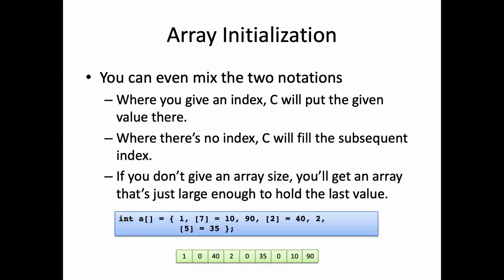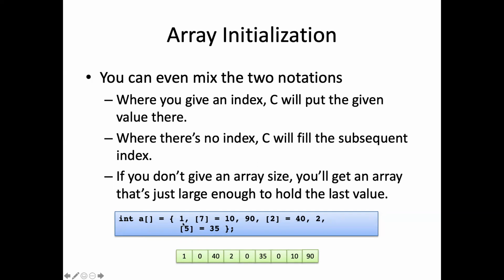You can even mix the syntax. The older syntax just lets you list values one after another. The C99 syntax lets you explicitly say, put this at index 7, put this at index 2. What does it mean to mix them? Well, if you give a value without explicitly saying where it goes, it just goes right after the previous value you specified. If you give a value and there's no previous value, it just starts from 0. So think of, if you don't give an index, it just continues from where it was.